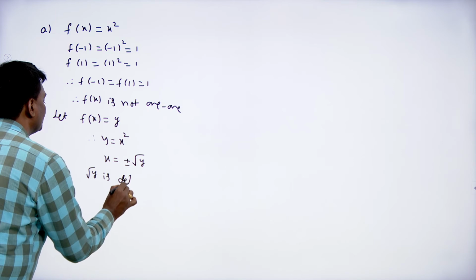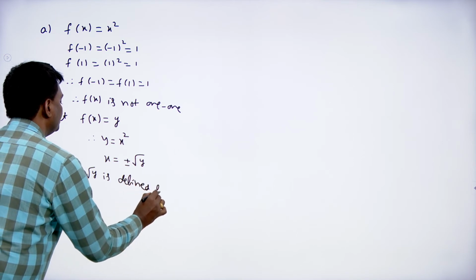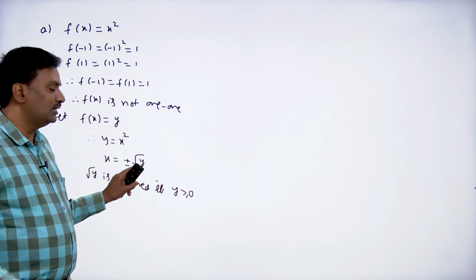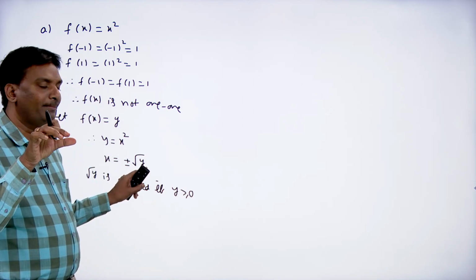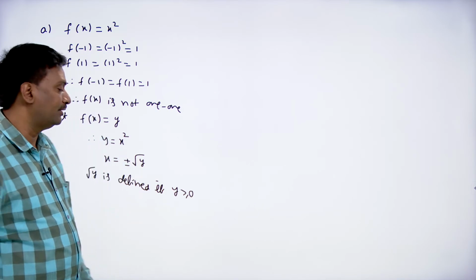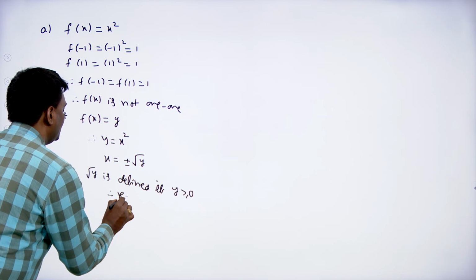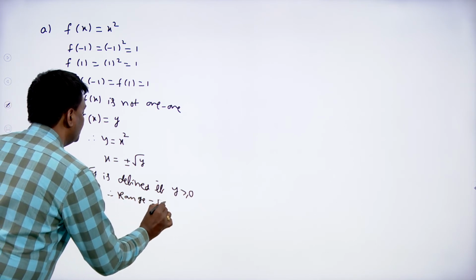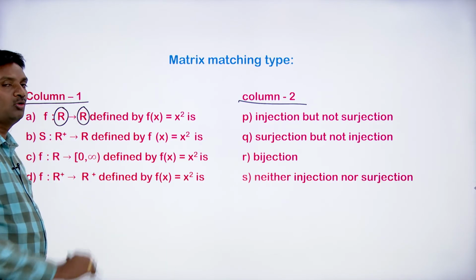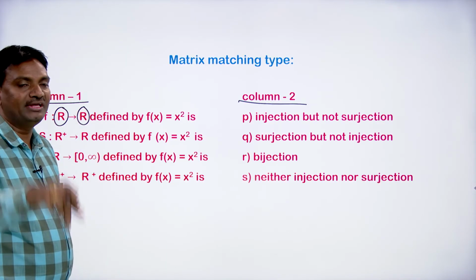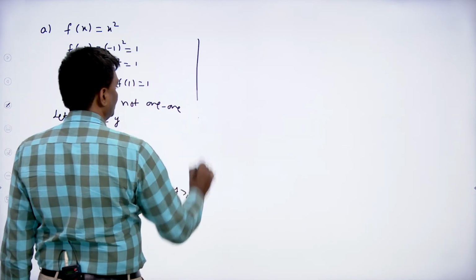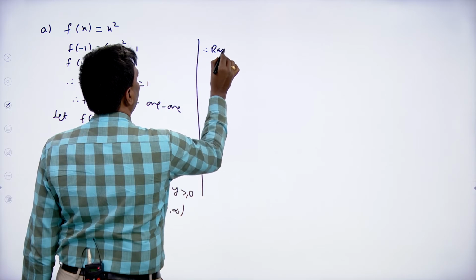Root y is defined if y is greater than or equal to 0. So in place of y, we must take any positive real number or 0. If we take in place of y a negative real number, we can't define that. So therefore range equal to 0 comma infinity. But according to the problem, the codomain is R. Here clearly we can say the range is not equal to codomain. So therefore, range not equal to codomain.